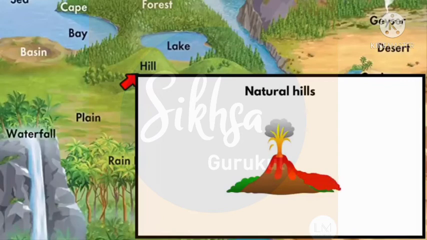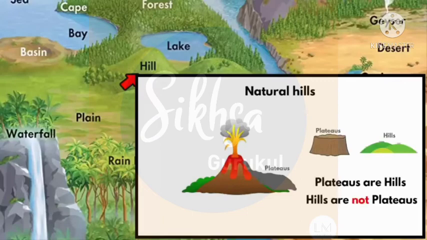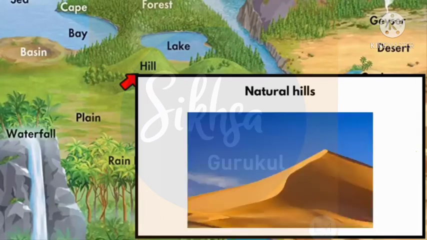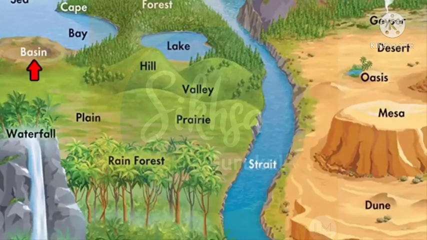When this lava gets accumulated at one place in multiple layers, it turns into a plateau. If you see, all plateaus are hills, but not all hills are plateaus, because plateaus are hills with a flat top. That means these volcanic plateaus are also volcanic hills. Even a sand dune in a desert is a hill. It is called a hill of loose sand. In Antarctica, there are snow dunes that are formed by wind blowing snow into large piles. As a result, they turn into ice hills.